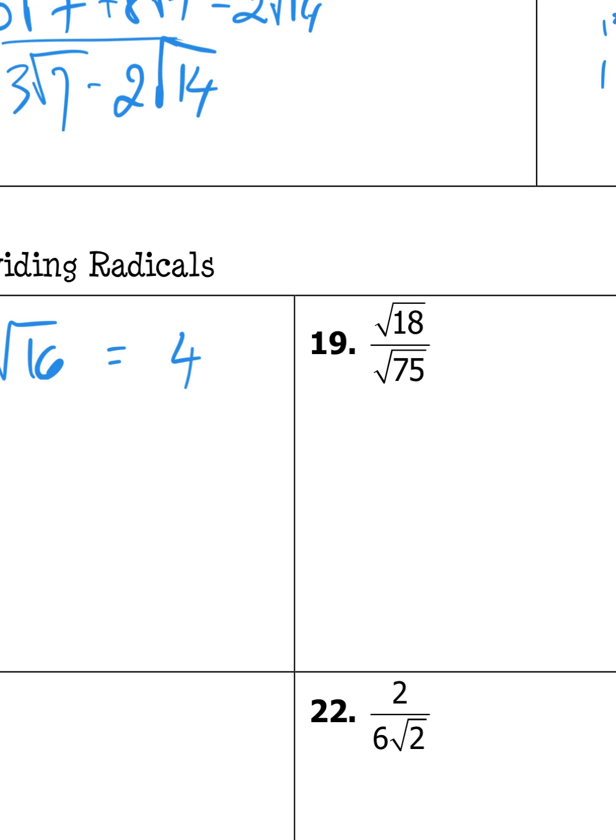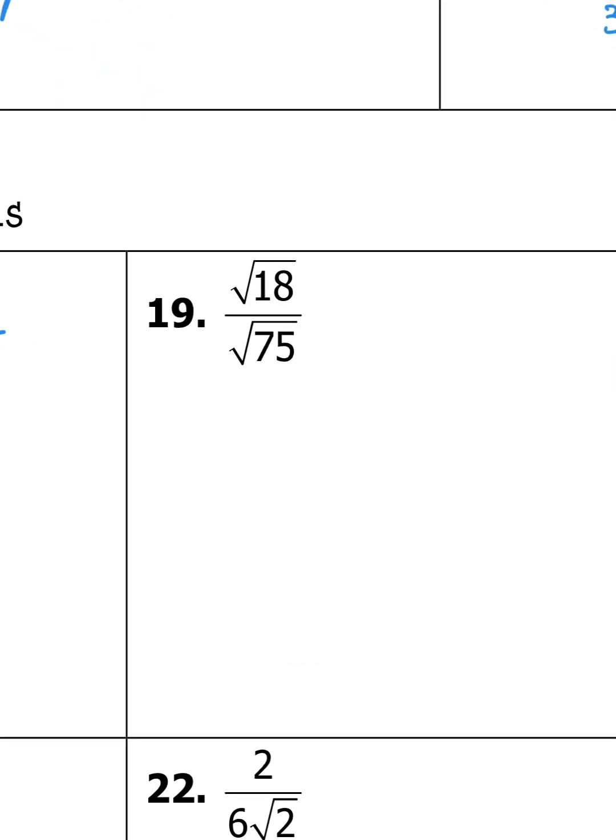So you can simplify them first. So I know that 18 is divisible by 3 and 75 is also divisible by 3, right? So I will have 6, right? 75 divided by 3, I got 25, okay? And this way still square root of 6, and this is 5.